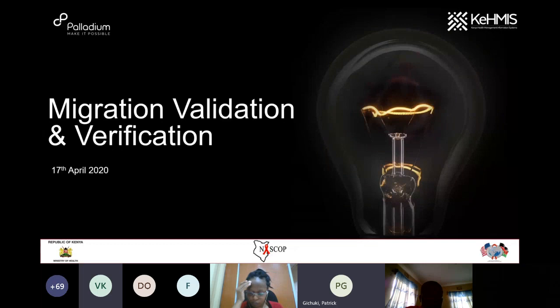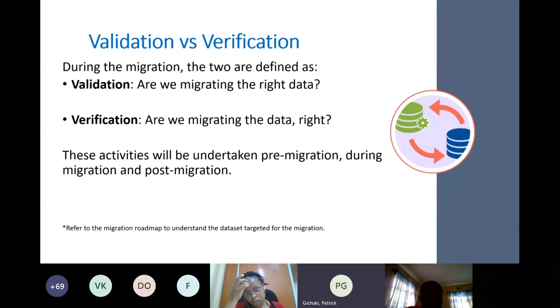Yes. So I'll take two or 3 minutes and show you what we mean by validation and verification. Basically, validation is a check whether we are migrating the right data. The data that will be migrated has been documented in the migration roadmap. I believe this document is available in the document list that you received. Basically, we are not migrating everything. We are migrating some targeted data sets, and they are well documented. So please familiarize yourself with that so that you can be well informed.